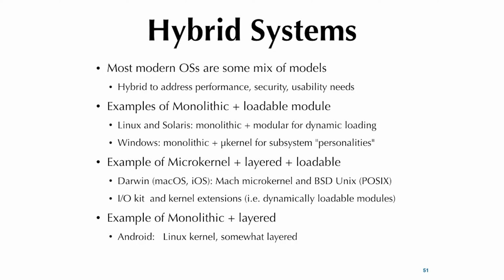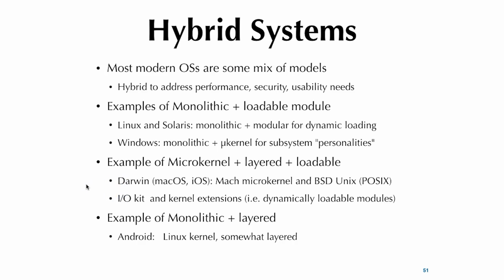So the examples here: Linux and Solaris are monolithic plus dynamic loading, modular for dynamic loading. Windows is monolithic plus what's called microkernel for subsystem personalities, whatever that means. But I'm not going to test you on this. You can read the textbook if you want to find out more, because there are so many versions of Windows. If you're interested, read more, but it's not a core idea.